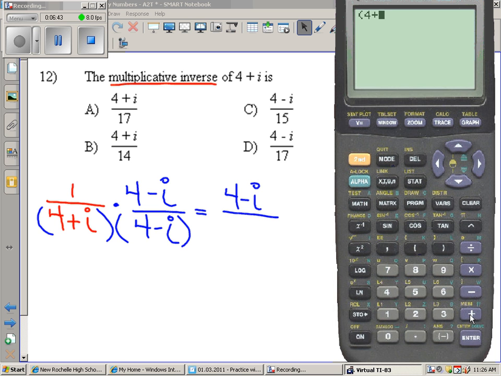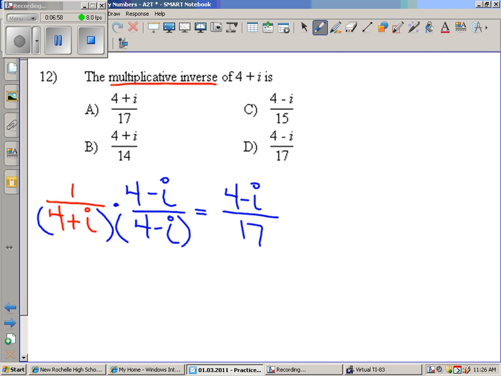And then we're going to do 4 plus. Everybody knows where the i button is. It's way down here on the decimal. And then it's going to be 4 minus i. And that's amazing because you know what happens? The bottom turns out to be 17. Which answer is it? D.